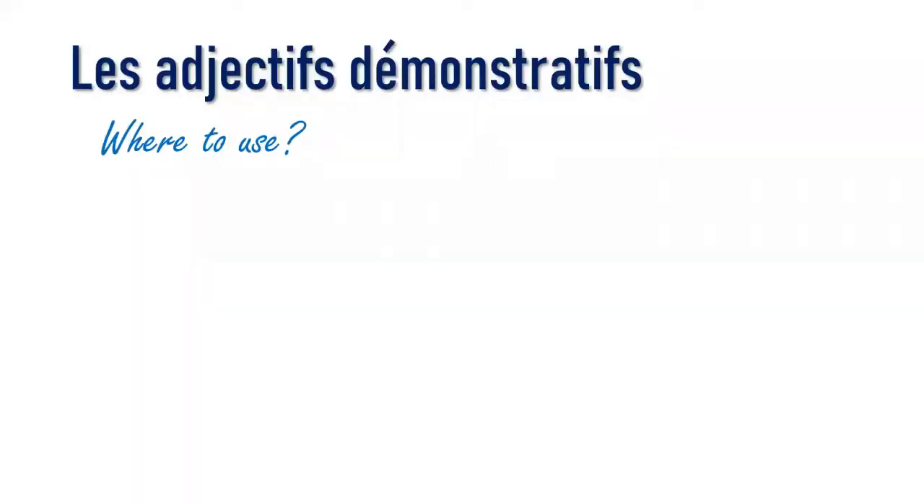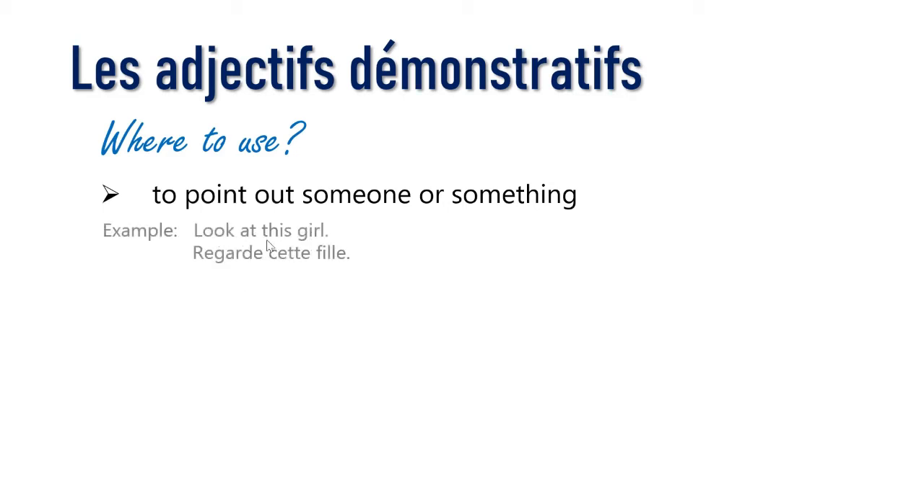Now we will see where to use les adjectifs démonstratifs. Demonstrative adjectives are used to point out something or someone. For example, look at this girl. Regarde cette fille. Here we are pointing at this girl, so we use a demonstrative adjective. As girl is feminine singular, we use cette.